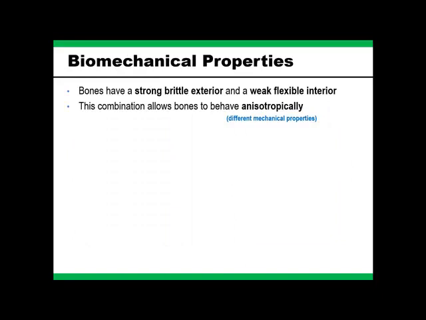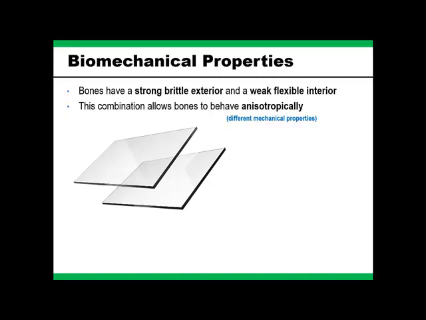So bones have these two different types of bone that come together that gives it different types of properties. And it combines in a way called anisotropically, meaning different mechanical properties depending on which part of the bone we're talking about. So what that means is that the outside can be really strong and brittle, and the inside can be really weak but very flexible, not too dissimilar from a sheet of glass on the outside.